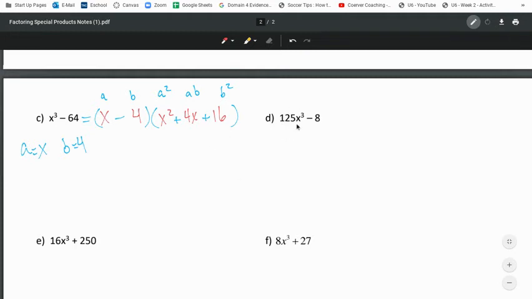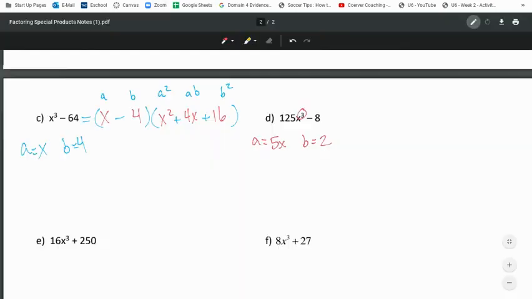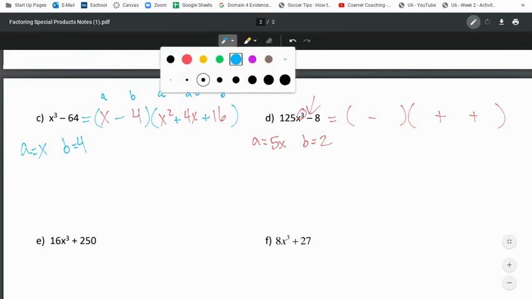Okay, here are a few more problems. Again, difference of squares, or sorry, difference of cubes here because of the cube. So this is going to be 5x. B is going to be 2. And if you need to check that, 125, cube root is 5, okay? So 5x and 2, so I know again, two sets of parentheses, a minus plus plus because this is the difference of cubes. And then I just substitute.